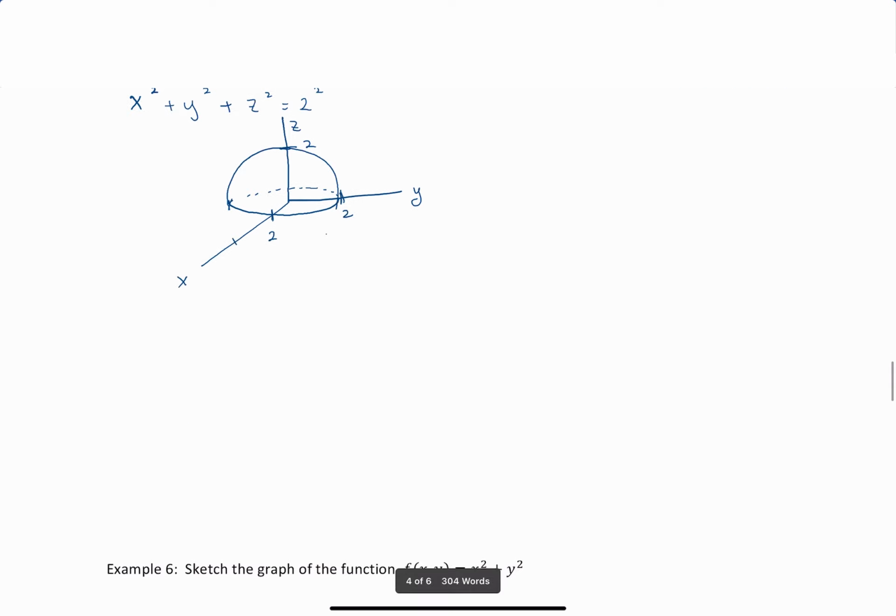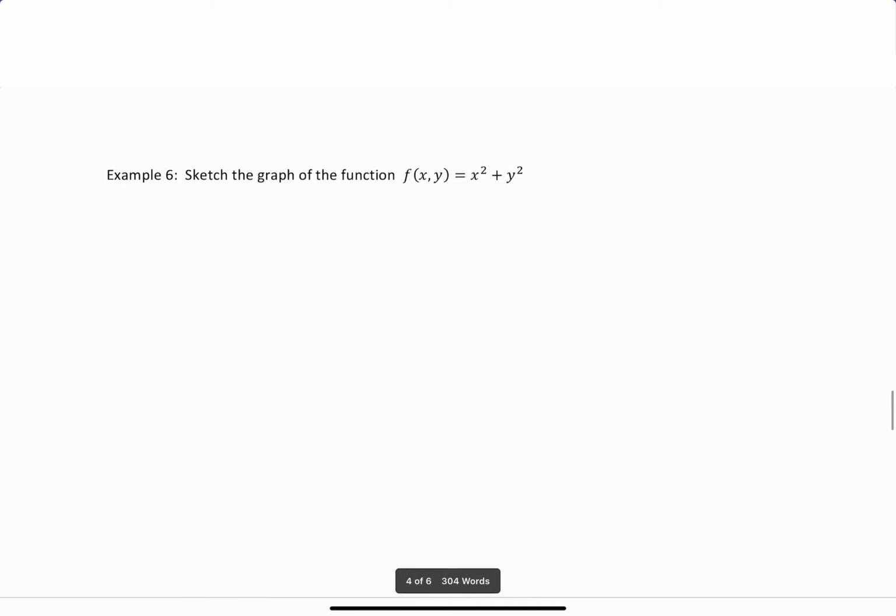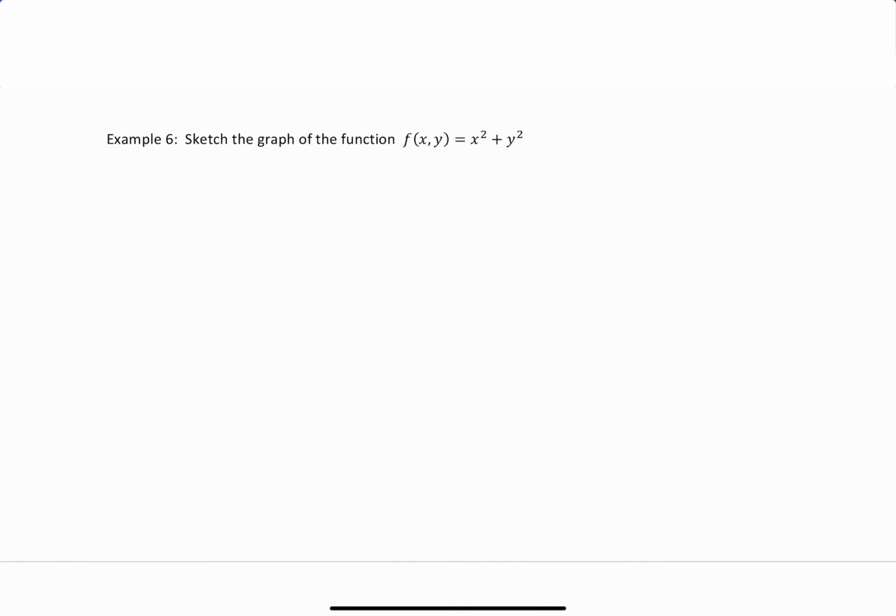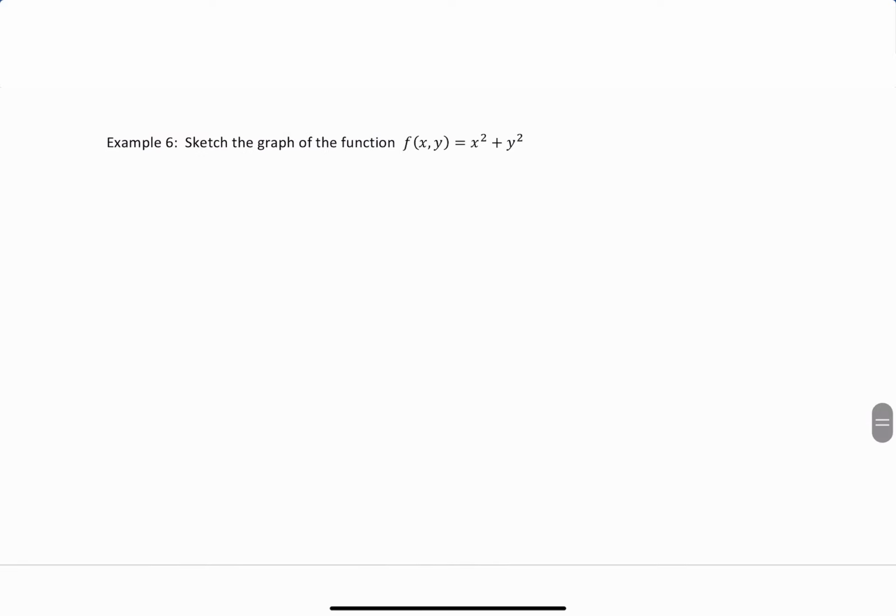The next example asks us to sketch the graph of the function f of xy equals x squared plus y squared. In other words, z equals x squared plus y squared. This is not a sphere because the z is not squared. In fact, this is nothing we've ever run into before. So it's not one of the special things that we did in the last two examples.